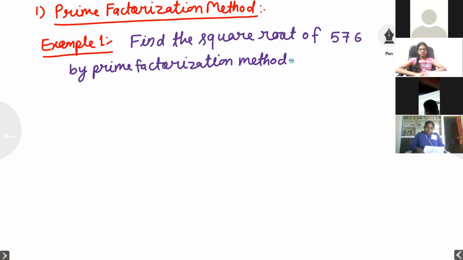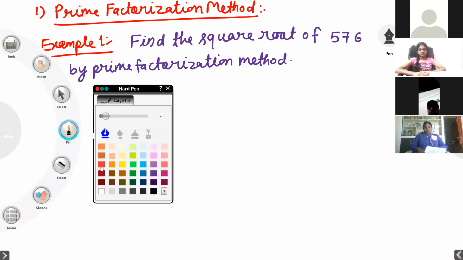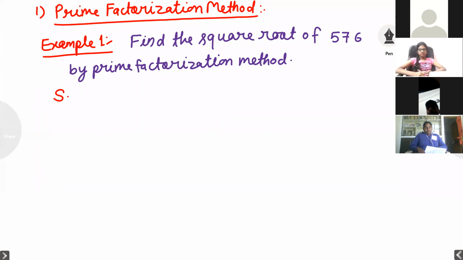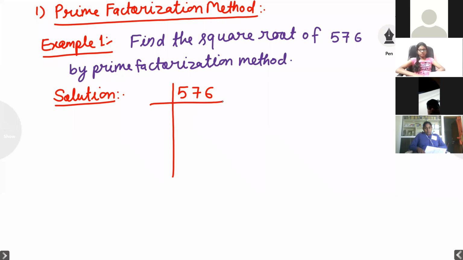Students, concentrate here. How to calculate square root by using prime factorization method? Prime factorization means I want to divide this number by the least prime number. Now 576, I want to check whether it is divisible by 2 or not. Yes. If the ones place digit is an even number, then that number is divisible by 2.